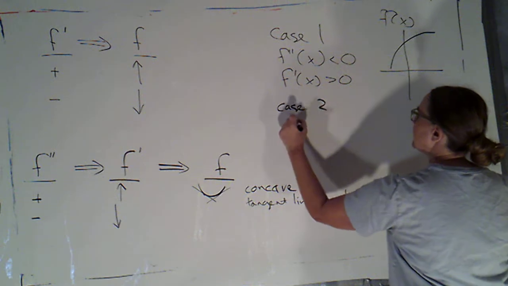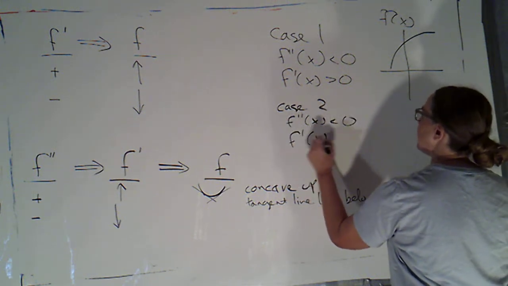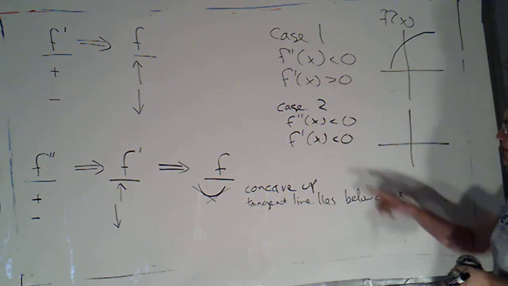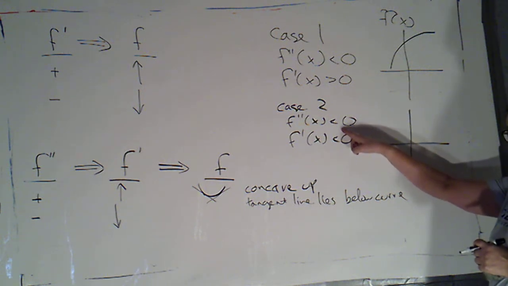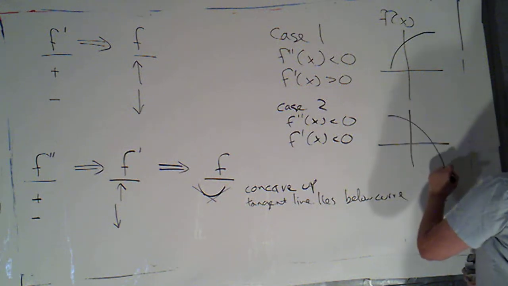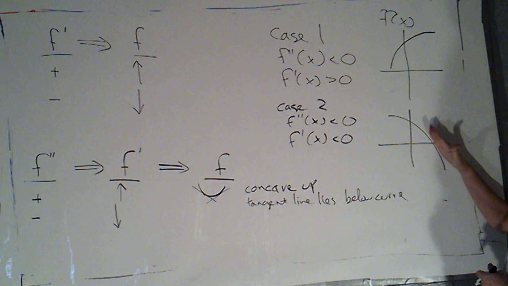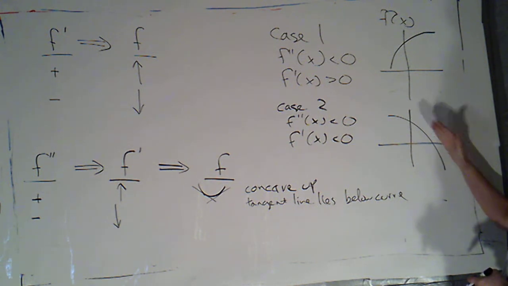Case 2, f double prime of x is negative, and f prime of x is also negative. So when I graph f, I know we've got to be decreasing, but the derivative also has to be decreasing, which means it's going to get more negative. So going from a small negative number to a bigger negative number for the slope. And so in that case, it's getting steeper.